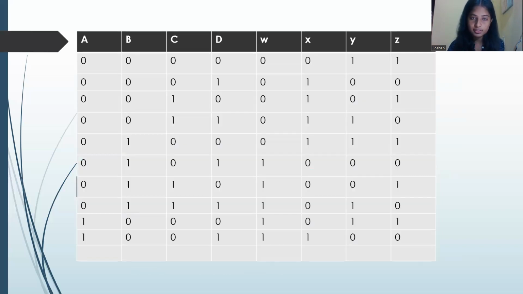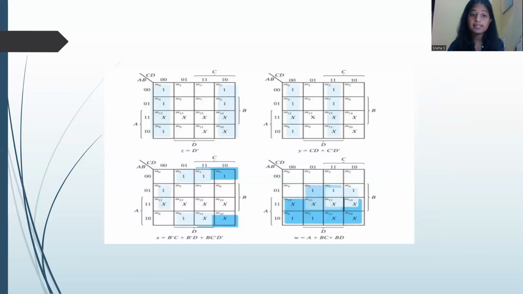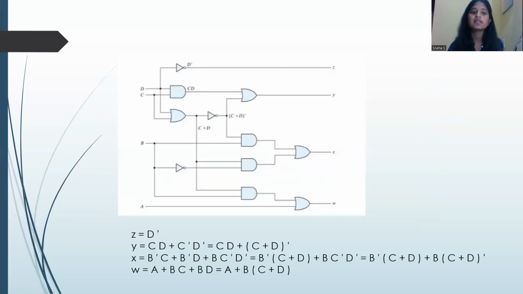After using this truth table, we have designed this, and the simplified equations are represented using the basic gates. So we have taken 4 variable input, that is ABCD, and outputs WXYZ. For Z, the output is D bar. So we have taken an inverter.